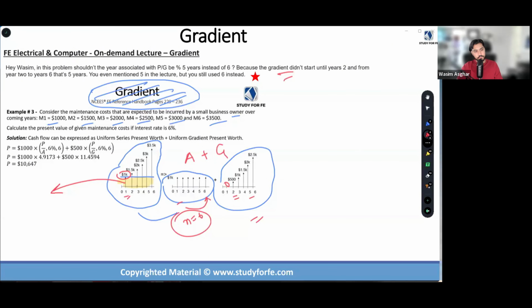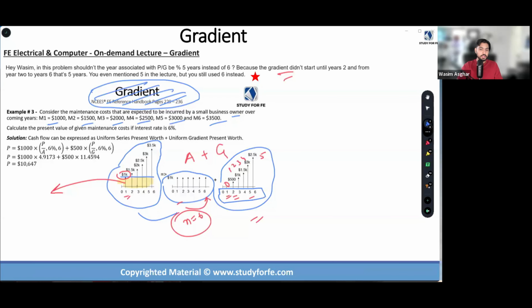Does it make sense? The payments are going to only start increasing after the first year or the first period. So if I were to count the number of cash flows, the arrows pointing upwards or downwards, I would come up with 1, 2, 3, 4, and 5. That's incorrect. There is a cash flow over here. It just happens to be a 0 cash flow.